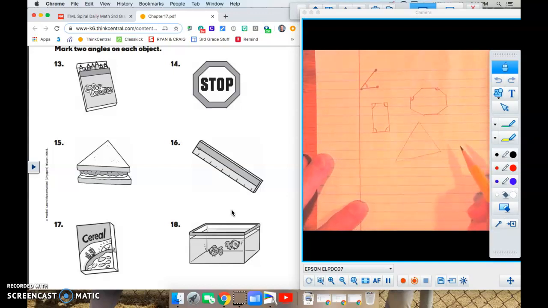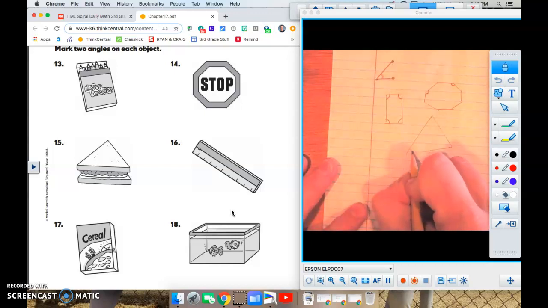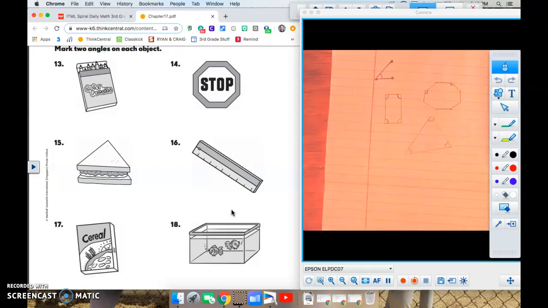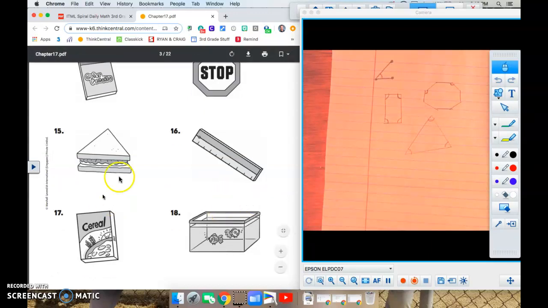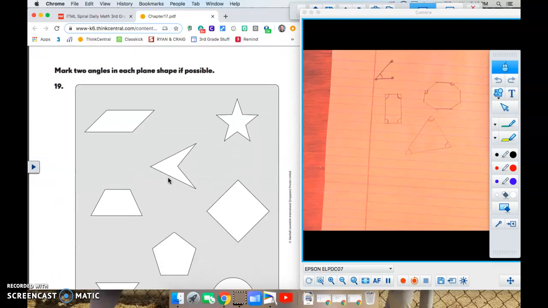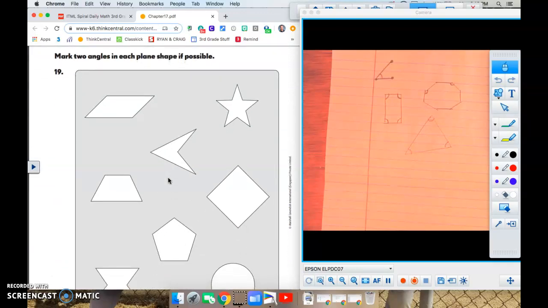for the sandwich. So you can have an angle there, there's an angle there, or there's an angle there. Again, you don't have to do all 3, just 2 is fine. And you can do that for the others as well. Mark 2 angles in each plane shape if possible.